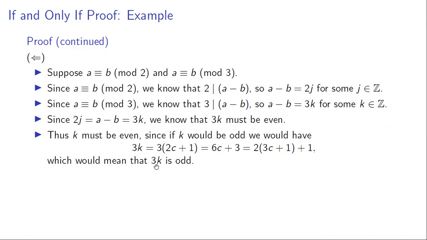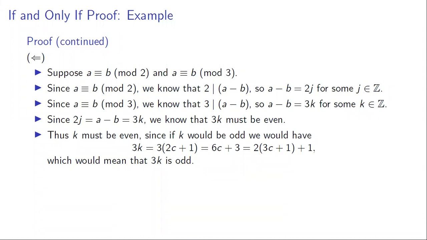But we know that 3k is even. So therefore, k must be even, because if k were odd, we would end up with 3k odd. Okay, so k must be even. By the way, what we just did here is kind of like a mini proof by contradiction. But okay, that's fine.